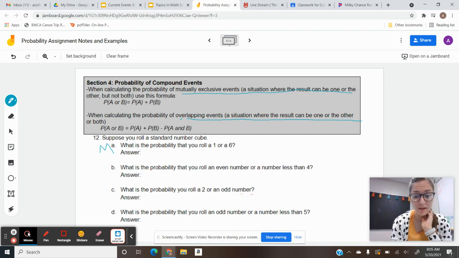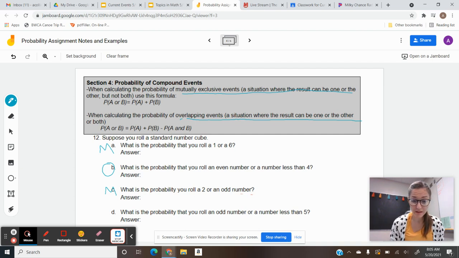What is the probability that you roll an even number or a number less than 4? We use this one in the example too. That one's overlapping, right? Because you can get an even number, you can get a number less than 4, or you can get an even number that's also less than 4. What is the probability that you roll a 2 or an odd number? All right, this one tricked a few people in class. This one's mutually exclusive because you can roll a 2 and you can roll an odd number, but 2 is an even number, so it's either one or the other, right? So that one's mutually exclusive.